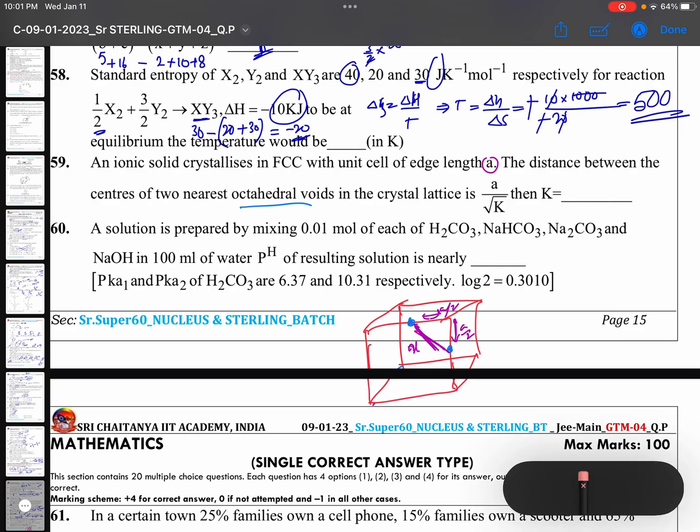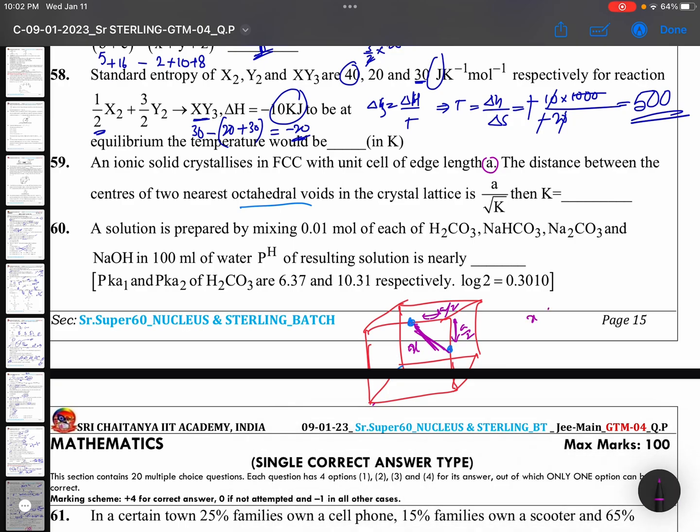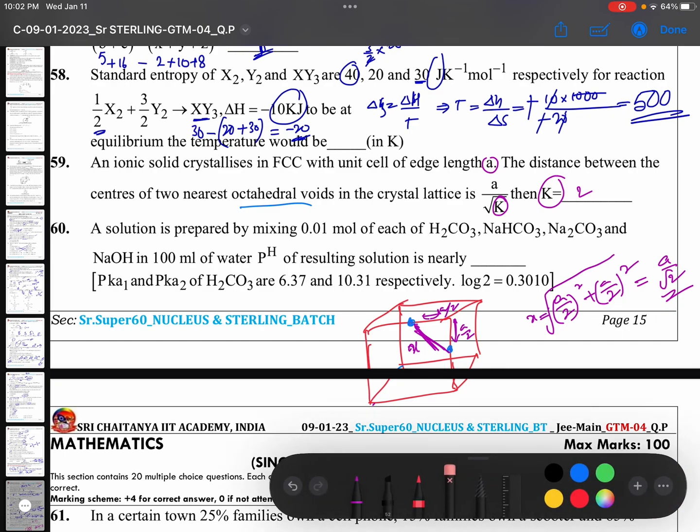And the answer is going to be very simple. X is equal to the square root of A by 2 whole square plus A by 2 whole square. That is nothing but A by root 2. And he is saying A by K, so K is equal to 2. Good question, and this is very, very interesting.